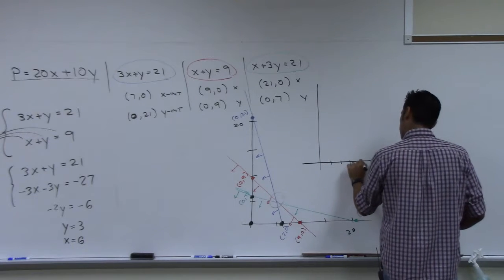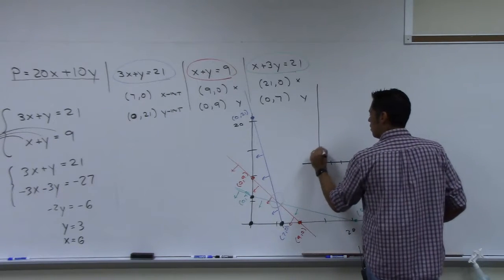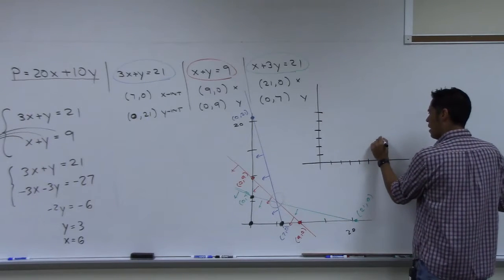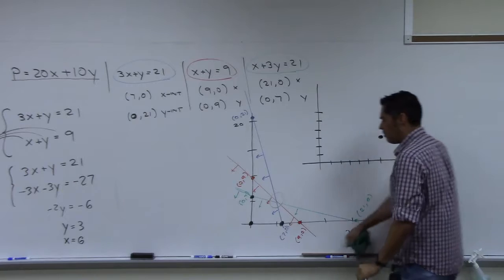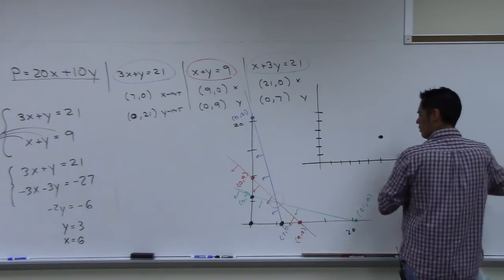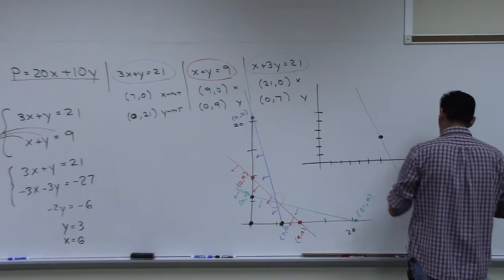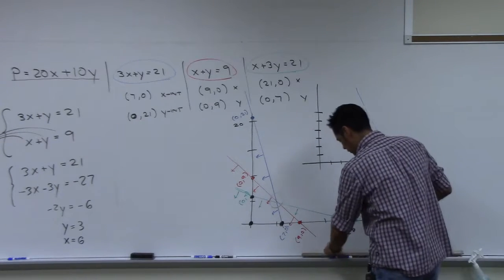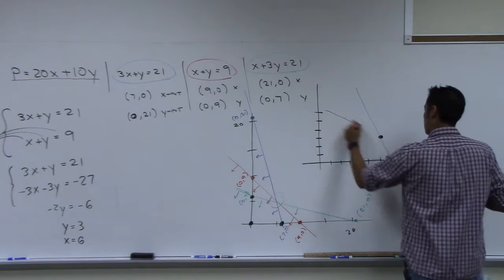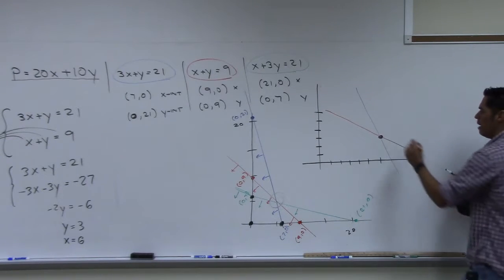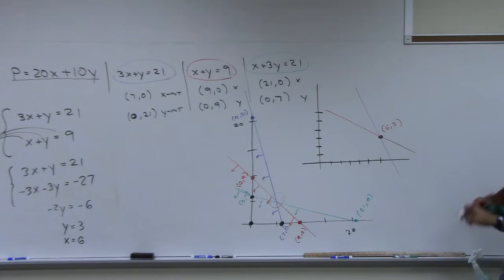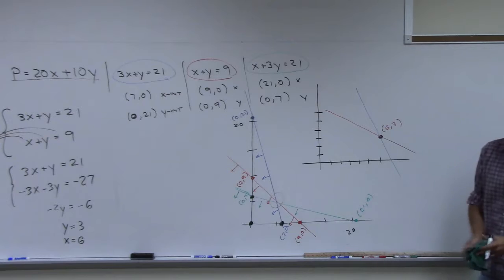One, two, three, 4, 5, 6. 6, 3. I'm kind of zooming in on that right there so you can see it. This is where the blue one hit the red one. Right? That's where that blue hit the red at the point (6, 3). Okay, how about where does the red hit the green?